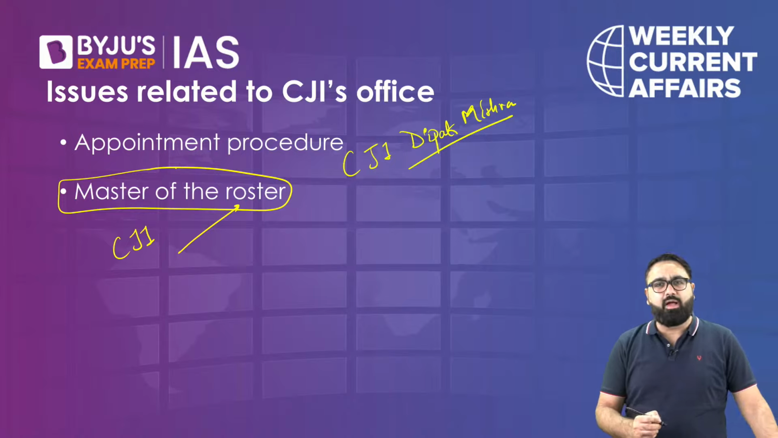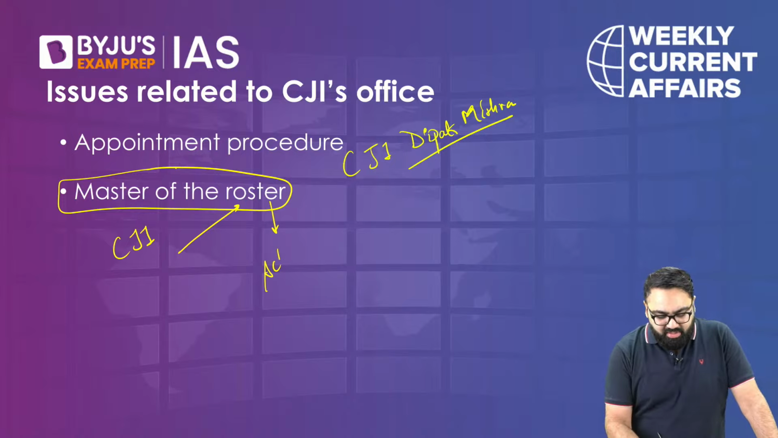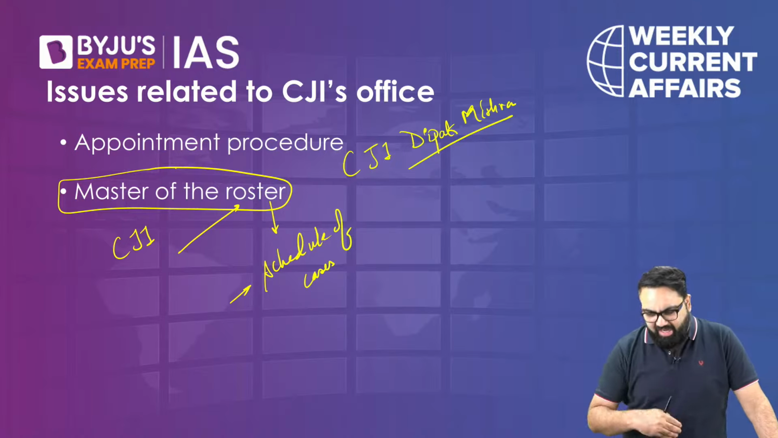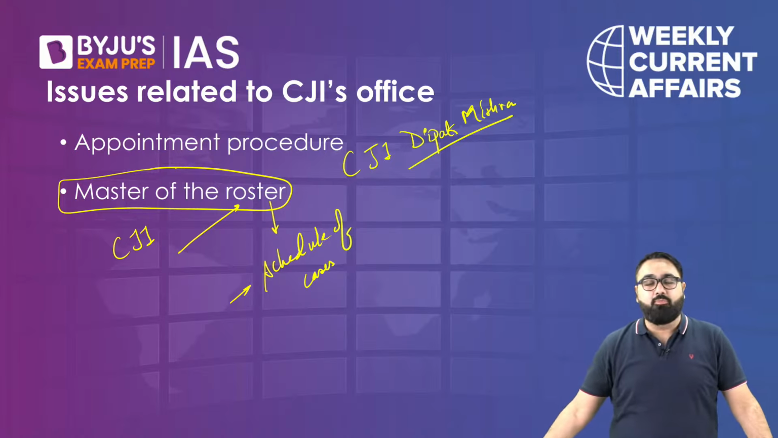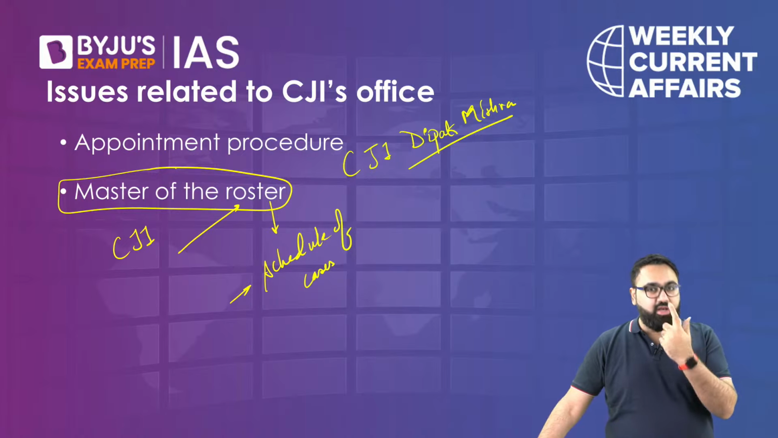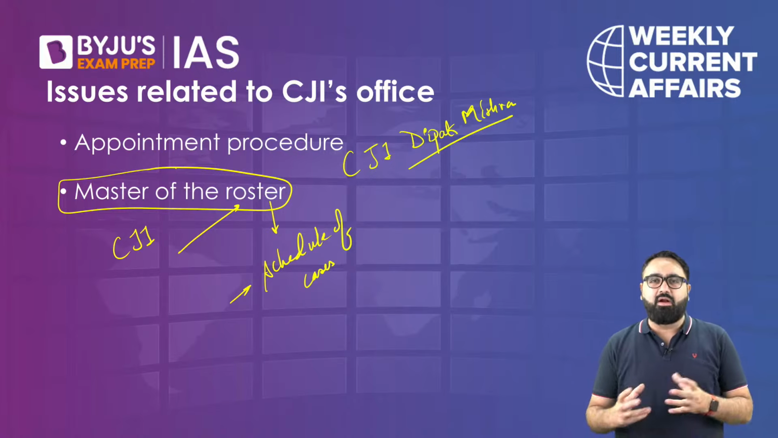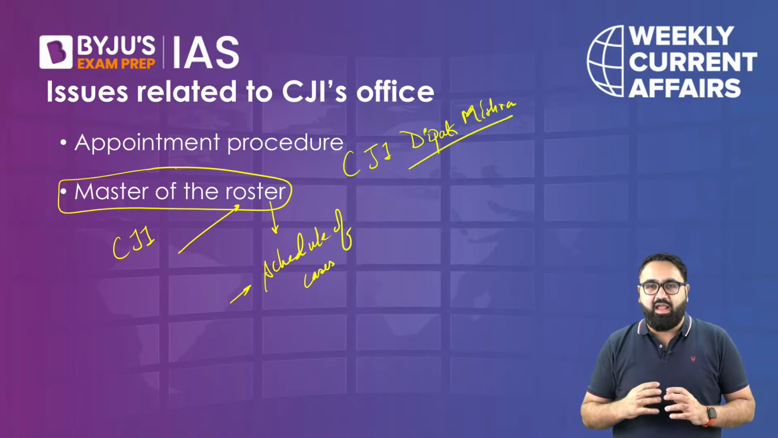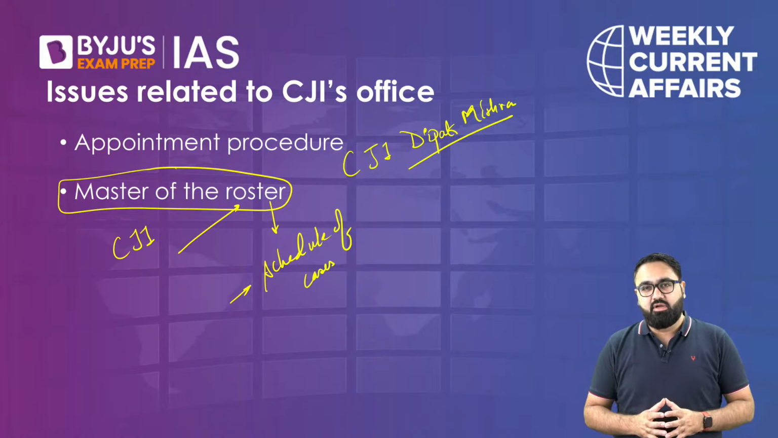What exactly do you mean by roster? Roster in simple terms means a schedule of cases. So for example, as you know, at any point of time, the Supreme Court presides over multiple cases. It's not that the Supreme Court will only hear one case at a time. So there are multiple courtrooms, and then different cases go on simultaneously. Every case is heard by a different bench.